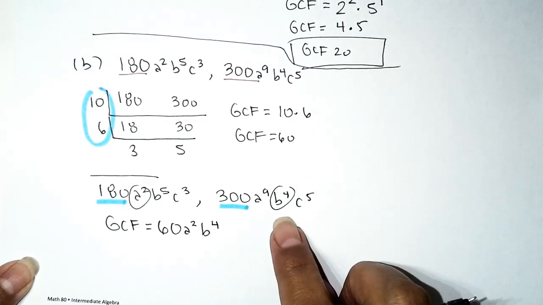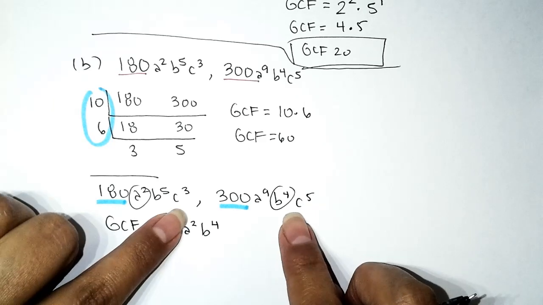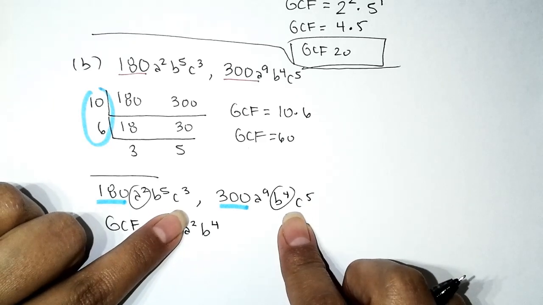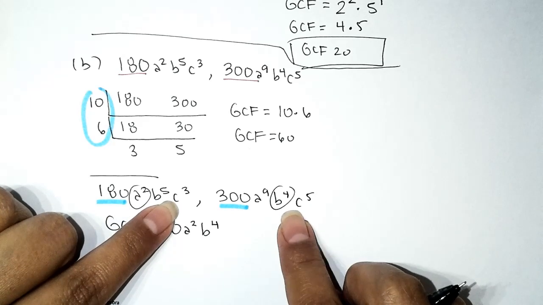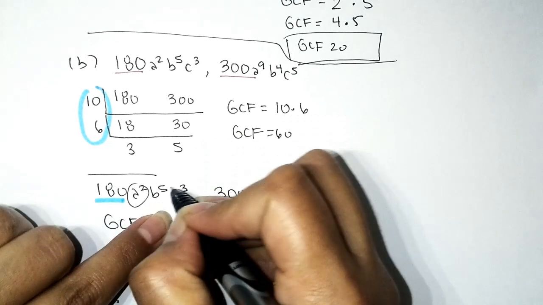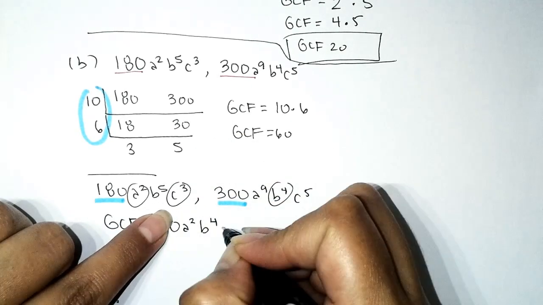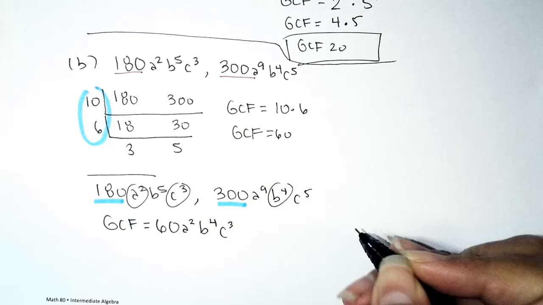Okay. Where am I? C's. Okay, they both have some C's. How many C's do they have in common? The first term has 3 factors of C. The second term has 5 factors of C. So overall, they only have 3 factors of C in common. Let's go ahead and add that to our multiplication list.